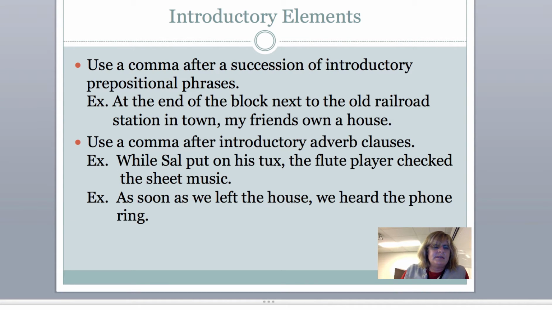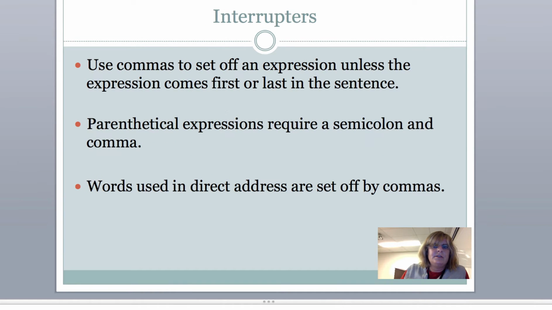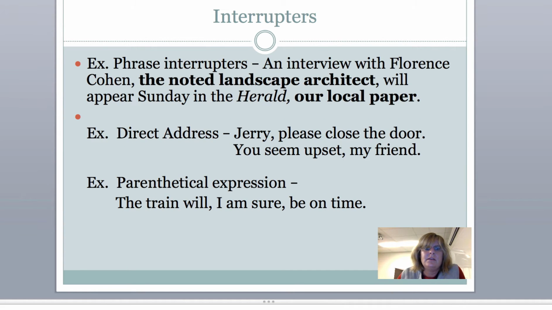I think the next slide is going to deal with interrupters. Yeah. Use commas to set off an expression unless the expression comes first or last in the sentence. Parenthetical expressions require a semicolon and comma. And then the last rule there about interrupters: words used in direct address are set off by commas. Here's some examples of what we're talking about. Example of a phrase interrupter: an interview with Florence Cohen, comma, the noted landscape architect, comma, will appear Sunday in the Herald, our local paper.